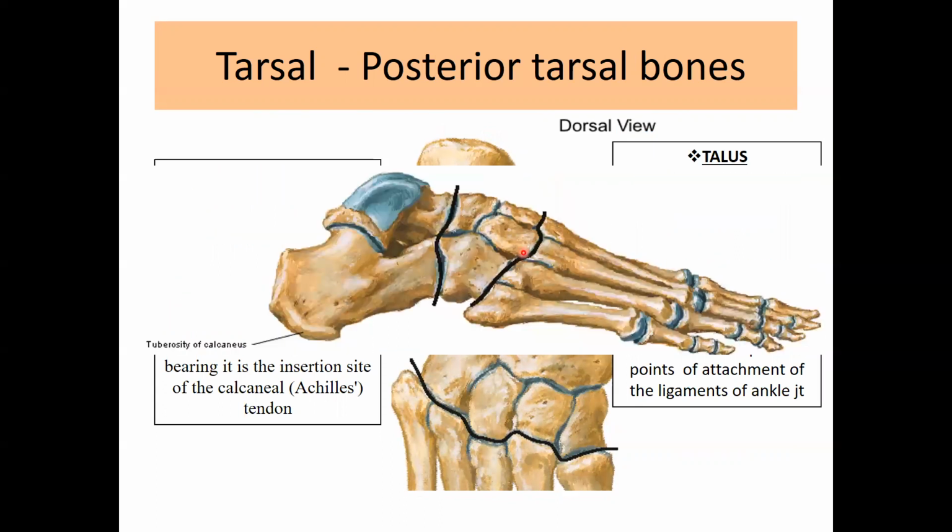Okay, this is the lateral view. So this is the trochlea. Laterally, this is the talus and this is the calcaneus. Calcaneus, back here, this is the point of attachment of the Achilles tendon.